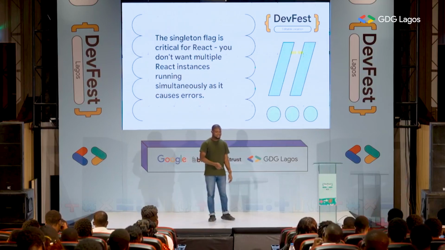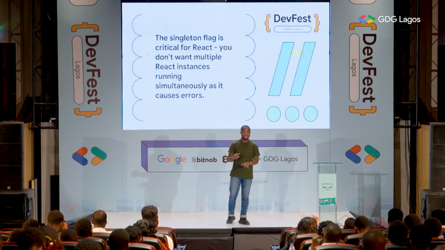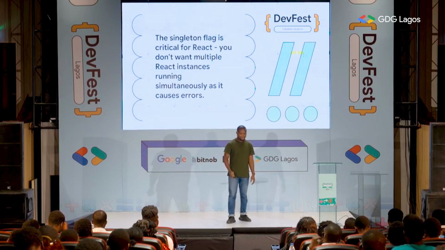With the current stack that you are using, be more interested in how some of these libraries work under the hood. What makes them work under the hood? So that's talking about singleton. It's a flag that ensures that only one instance of React is running within the application.